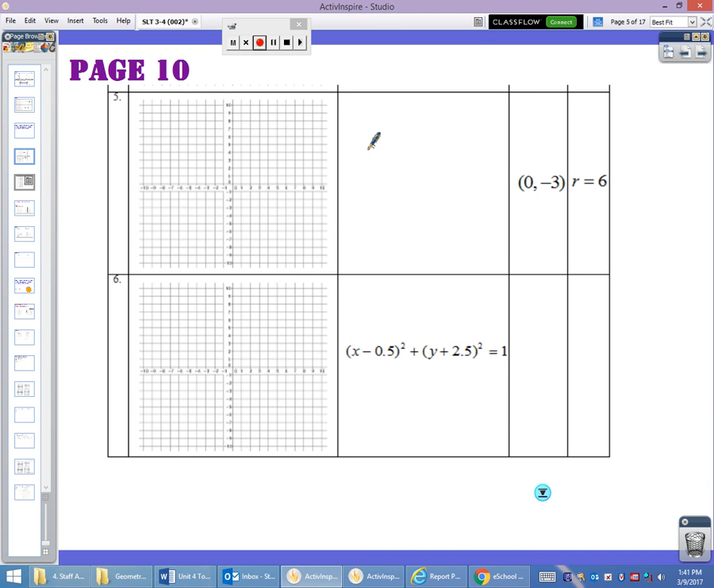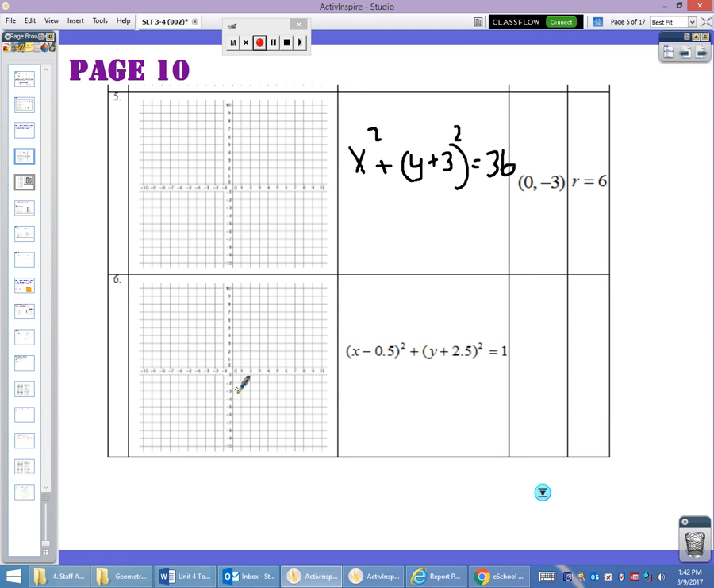And 5 and 6. You could just have x squared or x minus 0 squared, just using the center. If the radius is 6, then it's going to equal 36. And here, this center would be over 2.5. I'm sorry, over positive 1/2, and then down 2.5.